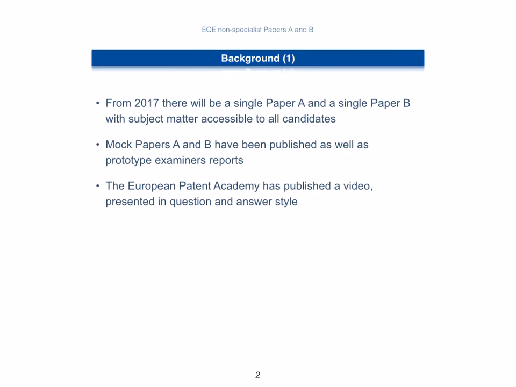Here's the background. From 2017, there will be a single paper A and a single paper B with subject matter accessible to all candidates. In other words, there will no longer be separate papers A and B, electrical, mechanical, and chemical.